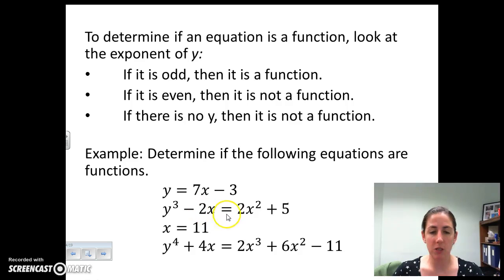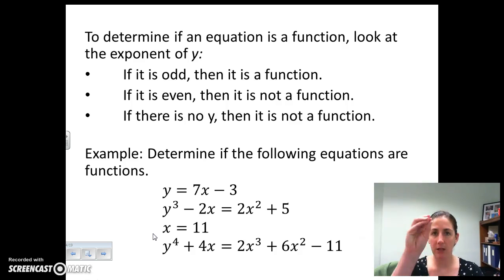Y cubed minus 2x equals 2x squared plus 5. The exponent of y is 3. 3 is odd. This is a function. X equals 11. Here's where we don't have a y. And I told you that meant it's not a function. Why is that? X equals 11 means no matter what ordered pair you have, the x value is 11.